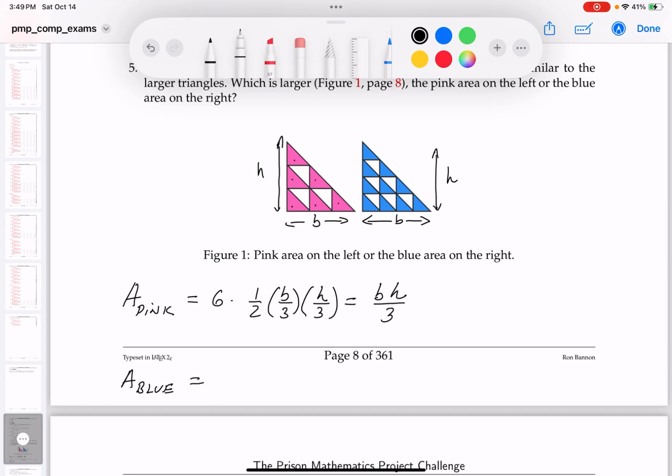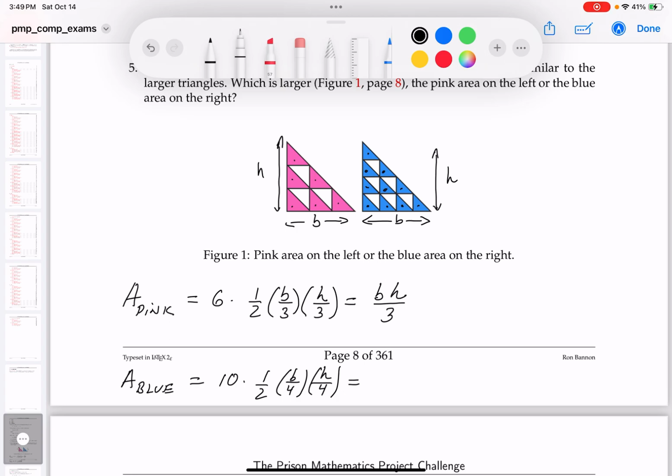Well, I'm glad it's a countable problem. I'm going to count them up. 1, 2, 3, 4, 5, 6, 7, 8, 9, 10. There's 10 of them. Area of a triangle is going to be 1/2. What's the base of that? It's actually 1/4 of b, so b over 4. And what's the height of that? We're looking at it, it's 1/4 of the h.